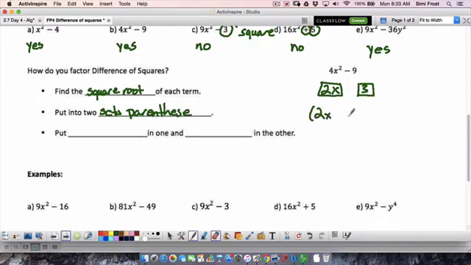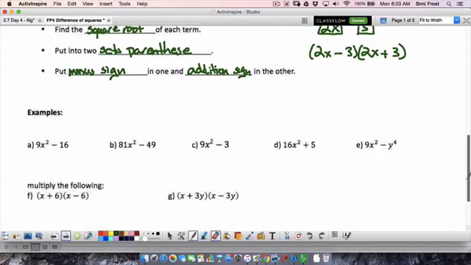So we have 2x, and 3, and 3. And then last, put a minus sign in one and an addition sign in the other. So this one gets minus, plus. It doesn't matter which one gets the minus and which one gets the plus, because when we multiply together, order doesn't matter, but there we go.